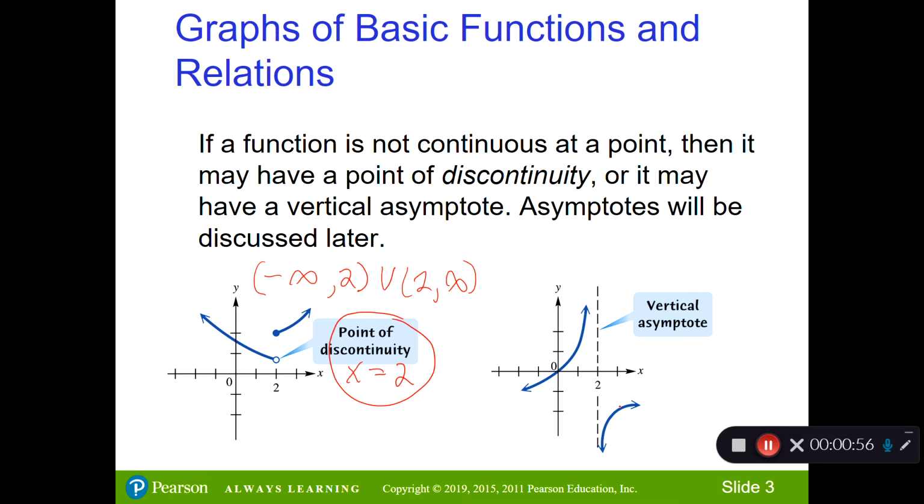Here's another type of discontinuity, a vertical asymptote. This has a vertical asymptote at x equals 2. And again, from negative infinity out here on the x-axis all the way up to 2, I can draw this piece of the graph without lifting my pen from the paper. So we're continuous again from negative infinity to 2, and then again from 2 to infinity, just like this other graph.